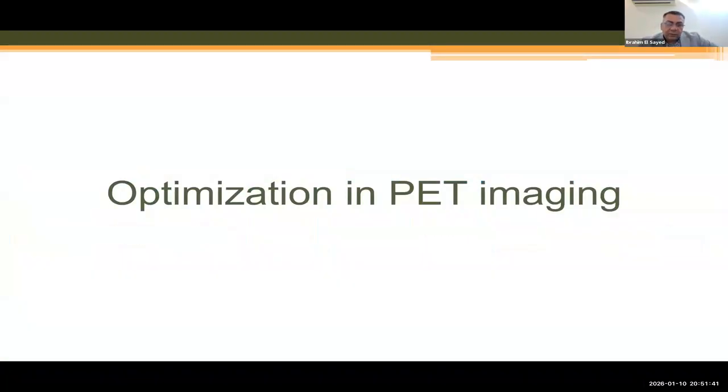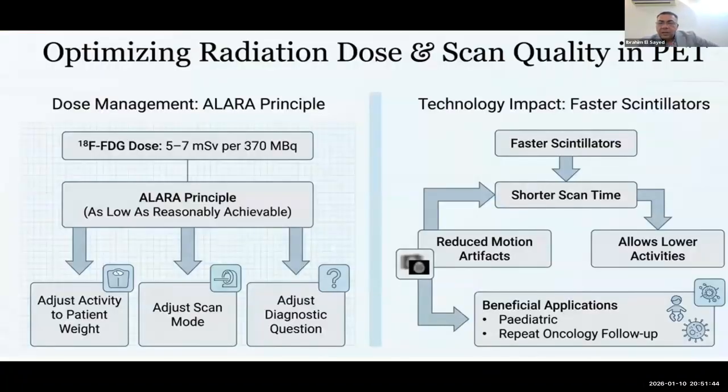I think this is the final one, the optimization in PET imaging. This is a very important aspect that should be taken care of when we are going to find the dose optimization and the scanning quality. Firstly, all of us know that as low as reasonably achievable, which is the ALARA principle, is a guiding principle for nuclear medicine. It states to minimize radiation dose to the patient, minimize radiation dose to the staff, and not compromise the image quality necessary for clinical diagnosis. The optimization approach should be through the following steps.